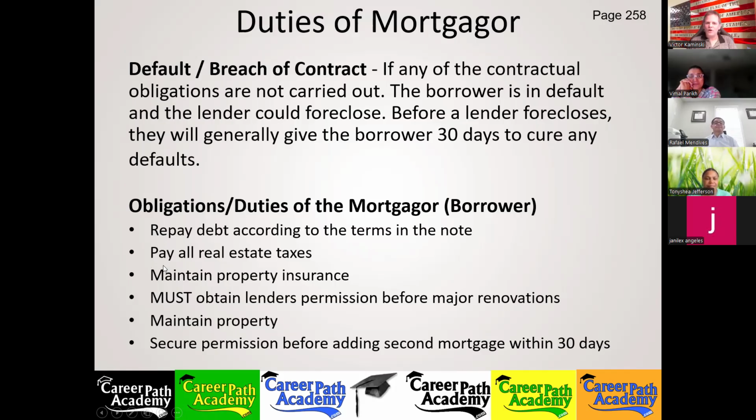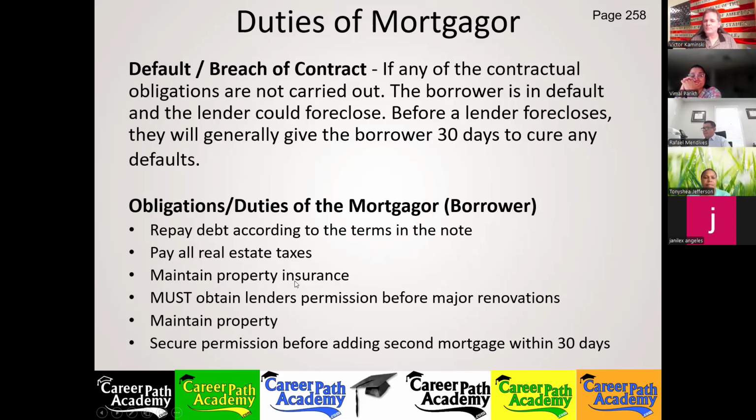You have to pay all the real estate taxes. Why? Because if you don't pay the taxes, what happens to the property? Tax foreclosure, right? And that could risk the lender's position. It could wipe out all other liens. So you got to pay the real estate taxes.